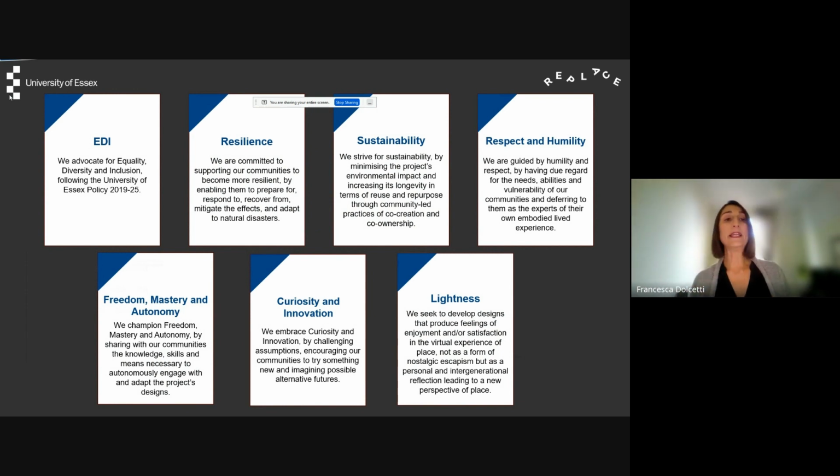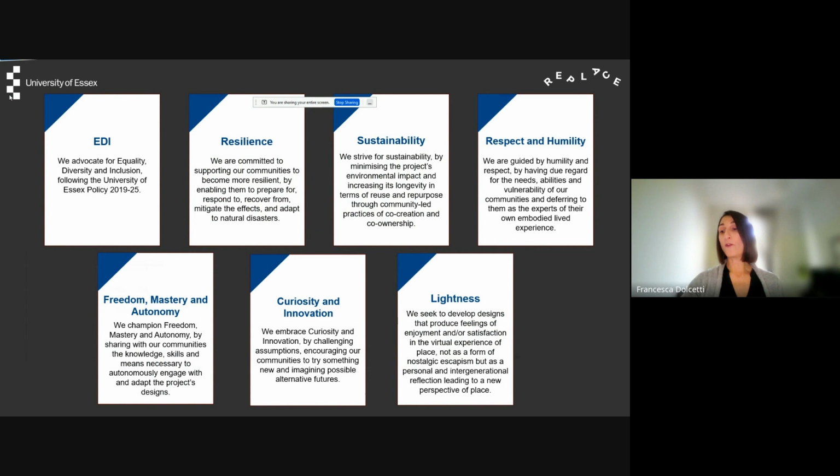So the first one is equality, diversity, and inclusion that we advocate for following the University of Essex policy. We are also committing to resilience. So we want to support our communities to become more resilient by enabling them to prepare for, respond to, recover from, and mitigate the effect of natural catastrophes.